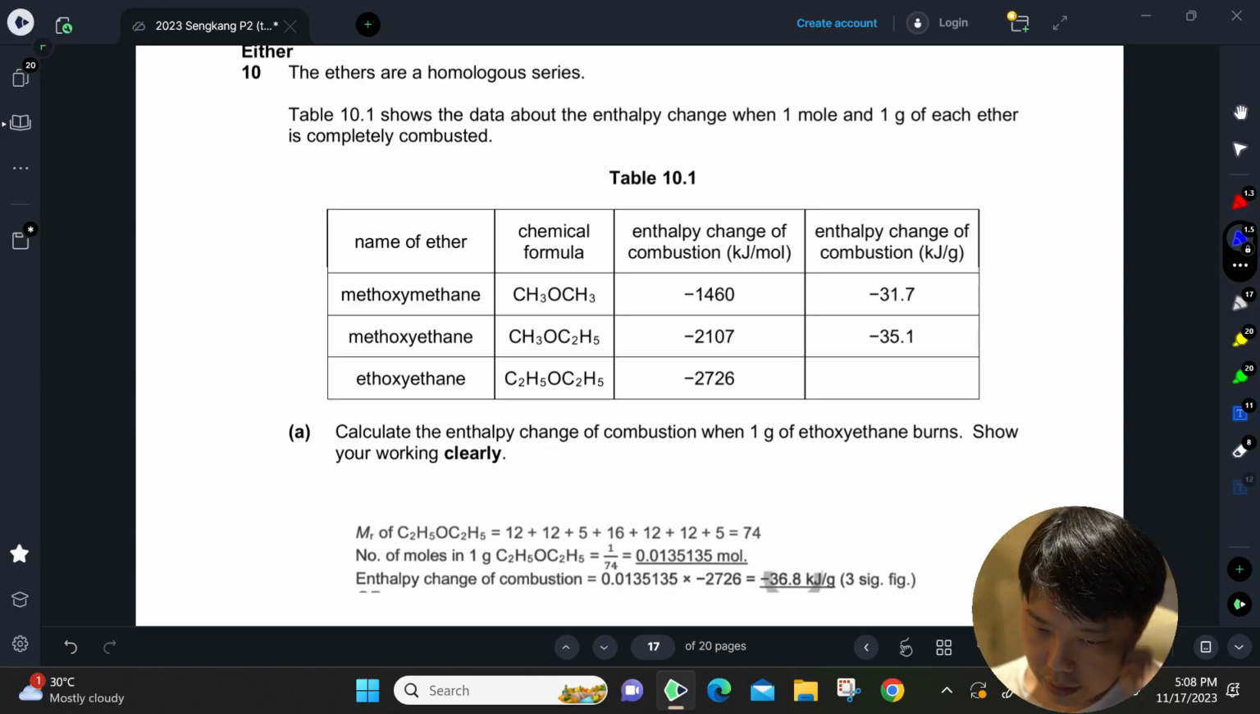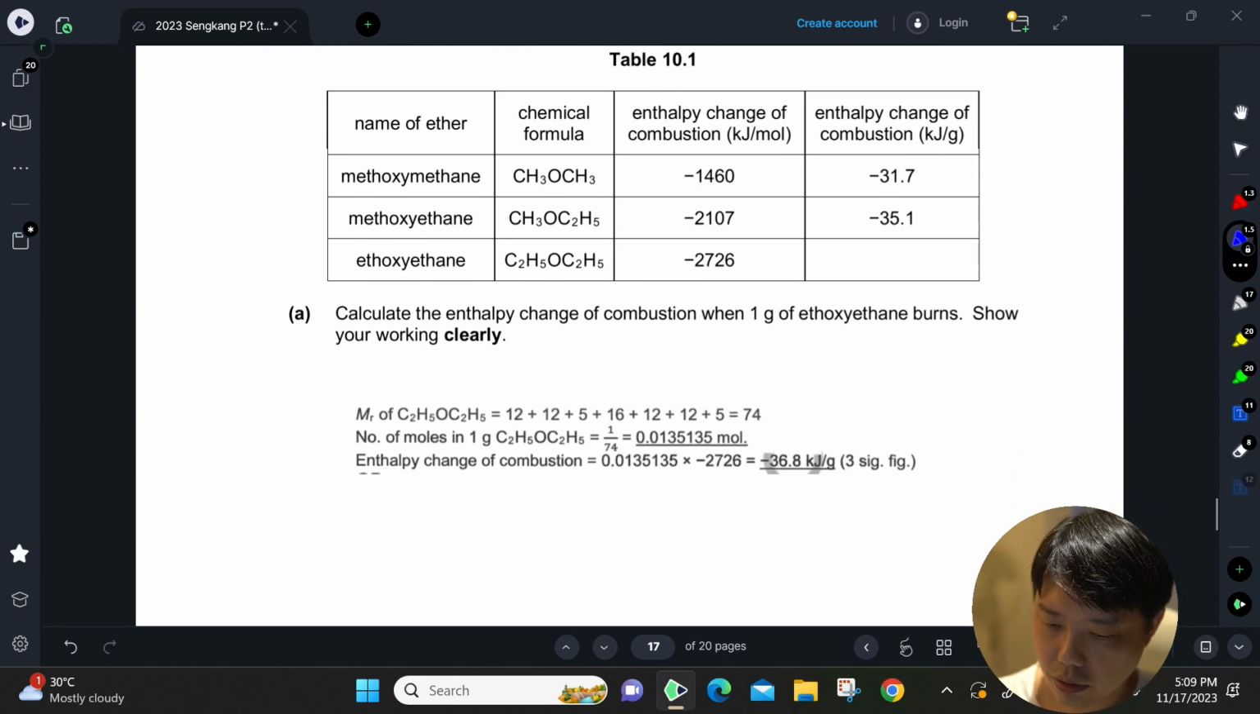Okay, question 10, we have data about enthalpy change when 1 mole and 1 gram of each ether is completely combusted. Calculate the enthalpy change of combustion when 1 gram of oxide then burns. Okay, so you do this calculation.